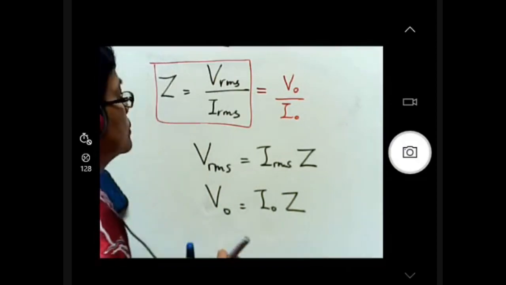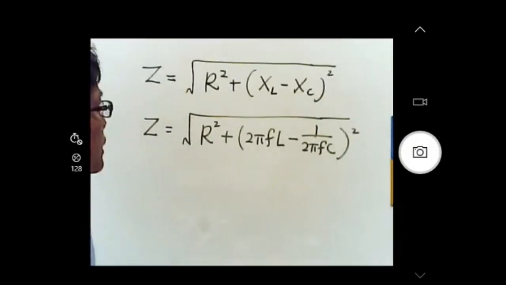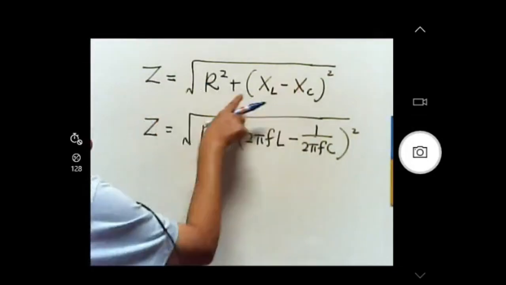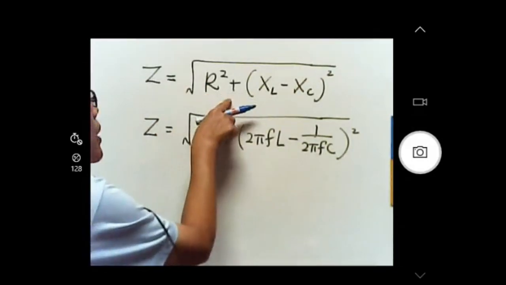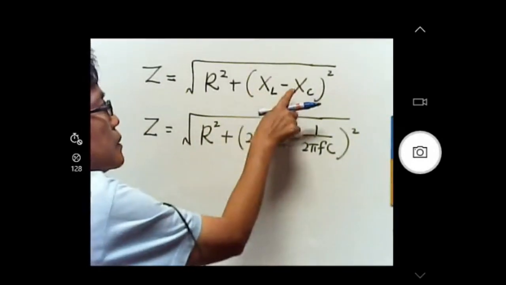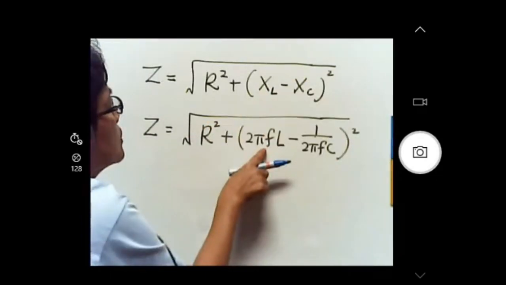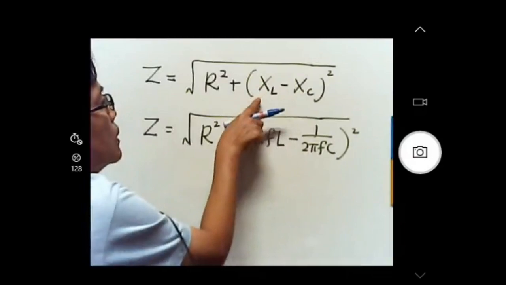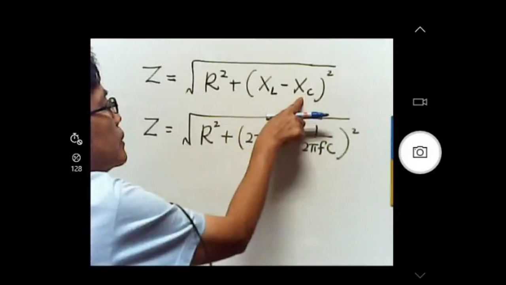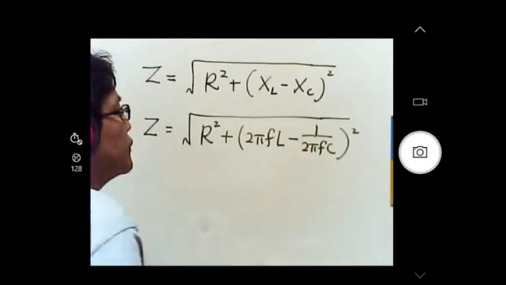Okay, so that is about impedance. Let's refer back to our impedance equation, where Z equals the square root of resistance squared plus bracket inductive reactance minus capacitive reactance bracket squared. So I'm going to write this in terms of frequency: inductive reactance can be written as 2 pi FL, and capacitive reactance can be substituted with 1 over 2 pi FC.